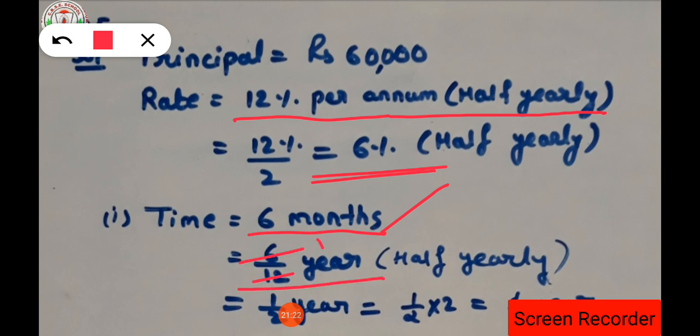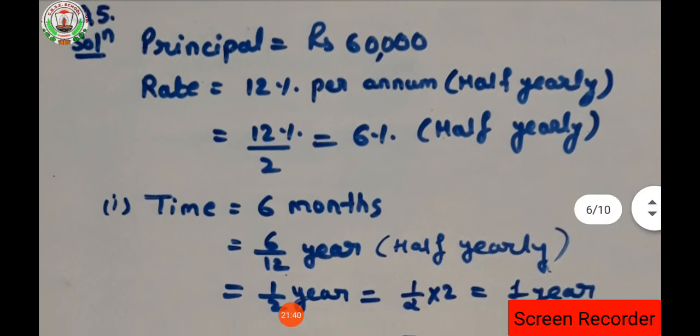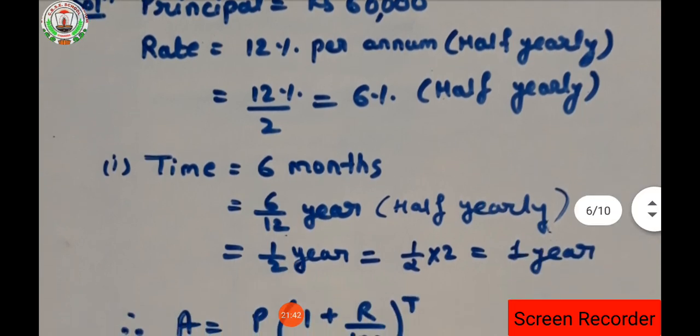So 6 ones are and 6 twos are. So what will be the year? Now it is half year. Half year, that means 6 months. As we know that it is talking about half yearly, so this half will be multiplied with 2. Isn't it? So 2 and 2 will get cancelled. Then what will be the time we are having? So the time will be 1 year. So understood how the time is 1 year?